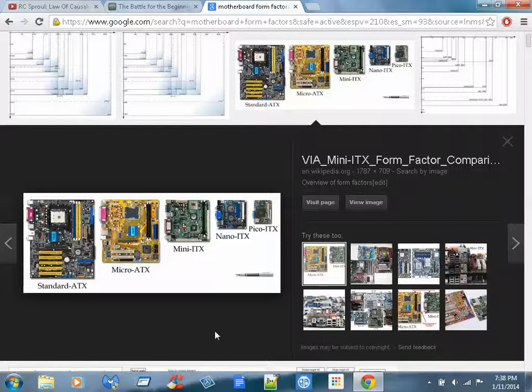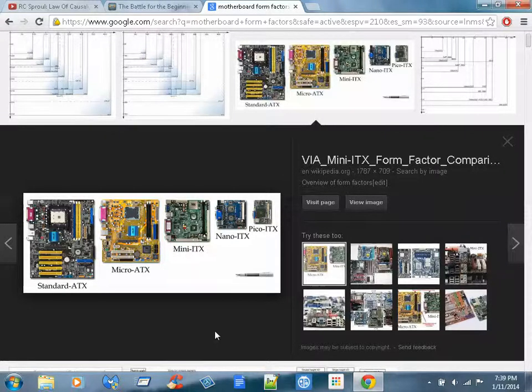PCI-X is for servers. It's not to be confused with PCI-E, which is PCI Express. This is extended, that's Express. And so PCI-X is for servers, and that's 32-bit or 64-bit. That's all they really mentioned.